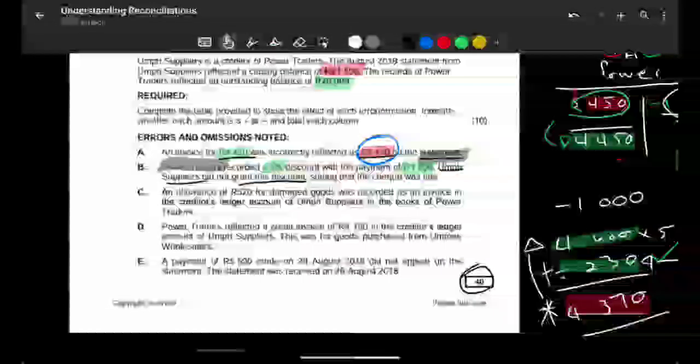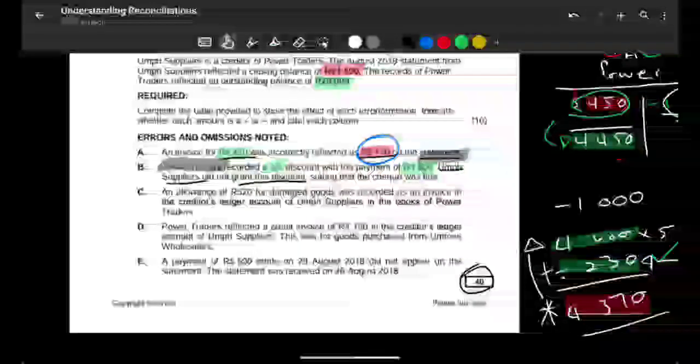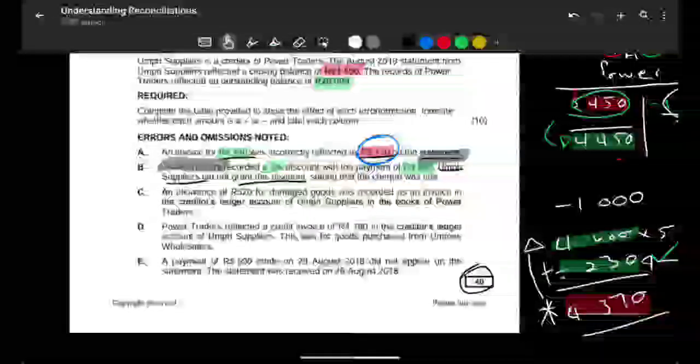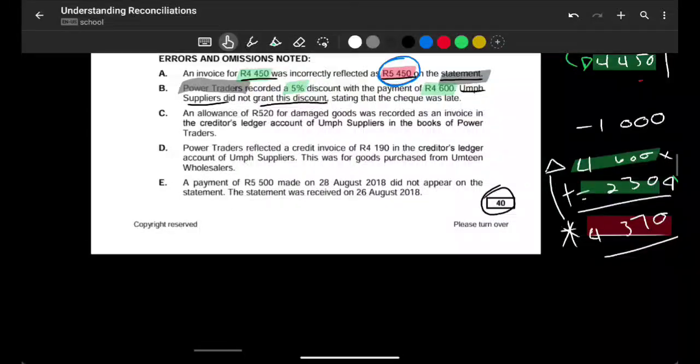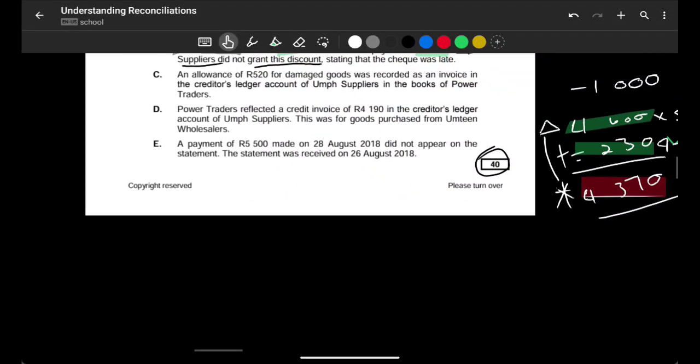Moving on. Information C. An allowance of 520 rand for damaged goods was recorded as an invoice in the creditors ledger of suppliers in the books of Power Traders. That is a lot, even for me, right? Okay, let's cut this sentence and see what they're asking one by one. An allowance of 520. Stop there. First things first, stop there.